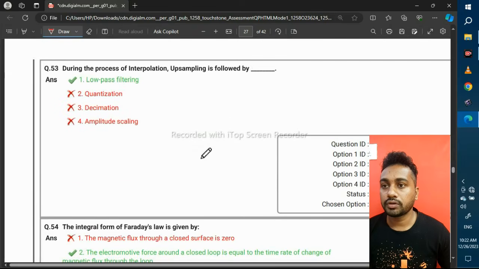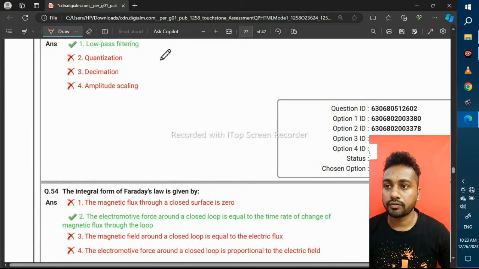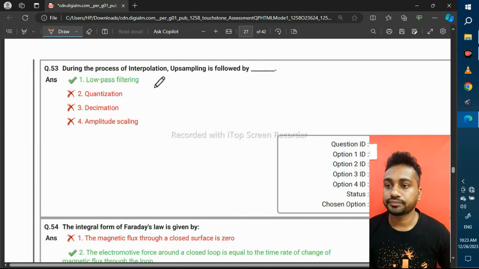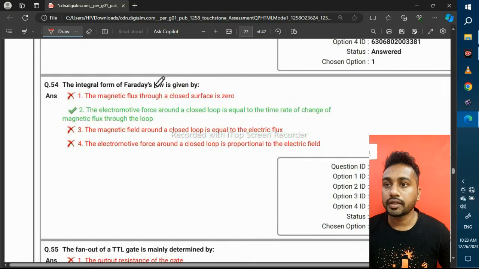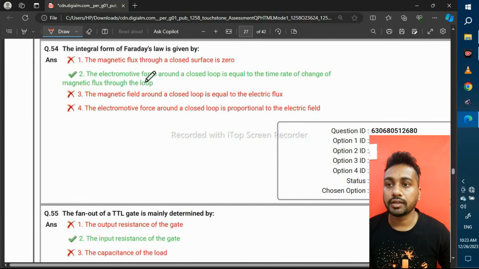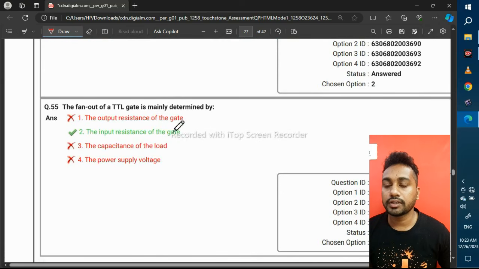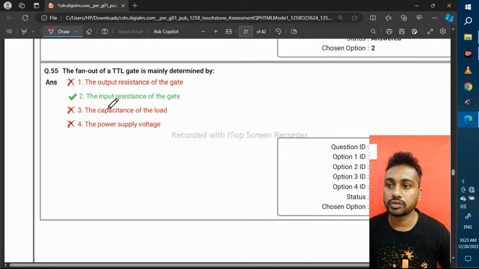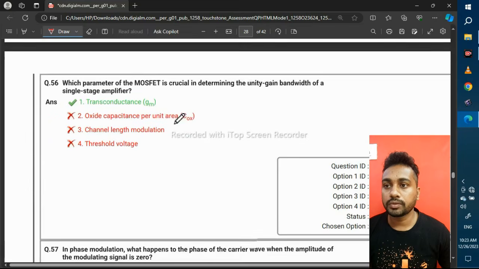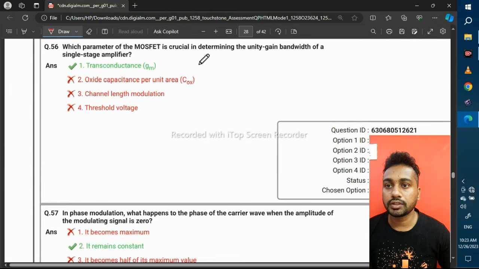During the process of interpolation, upsampling is followed by low pass filtering. So this is right only. The integral form of Faraday's law is given by the electromotive force around a closed loop is equal to the time rate of change of magnetic flux through the loop. This is right. The fan out of the TTL gate is mainly determined by the input resistance of the gate. This is also right.